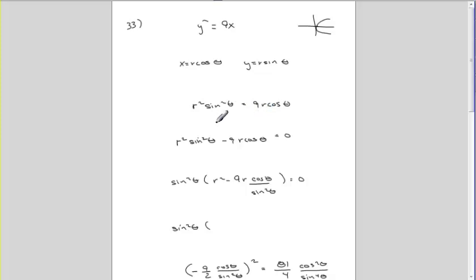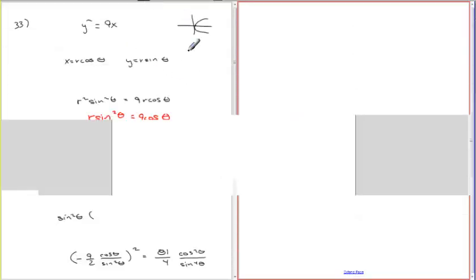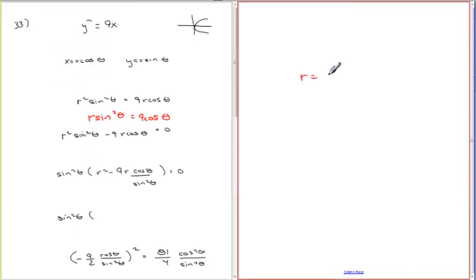At this point, we could have divided by r, so let me just do it in red. So if you divide both sides by r, you get r sine squared theta is equal to 9 cosine theta, and you divide both sides by the sine. So let me add a page in here. So if you solve for r, you get r is equal to 9 cosine of theta divided by the sine squared of theta, which is pretty close to what I got, but that would have been a lot easier.